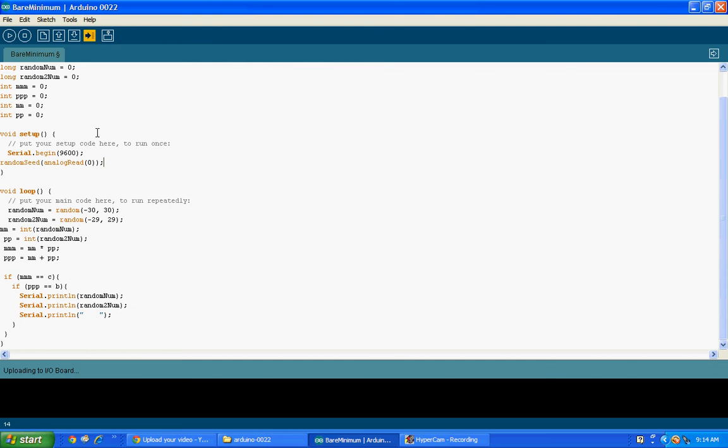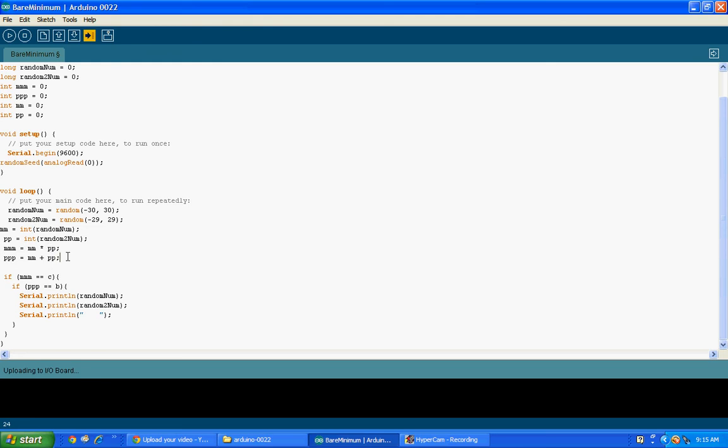These are just variables that are long. Then you have some more integers. Begin the serial, and you check the random seed of analog read 0. That means every time the program goes over, the analog read of 0 is going to slightly change the random number just to give it a bit more randomness. Then the long value called random num is set to a random number between negative 30 and 30, and random 2 num is set between a minimum of negative 29 and a maximum of 29.